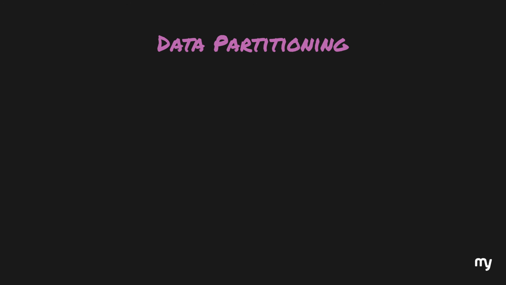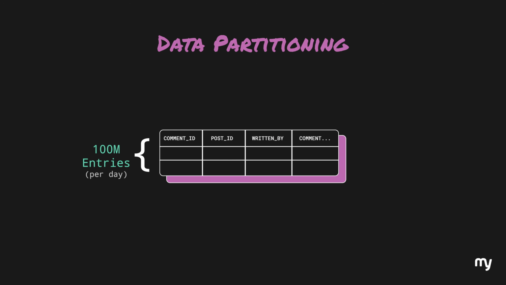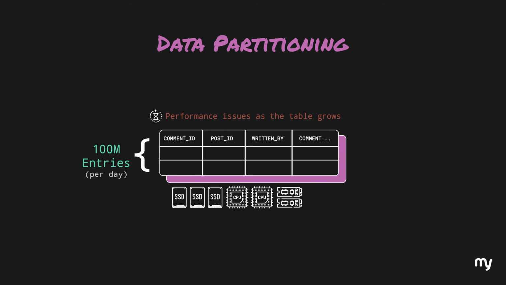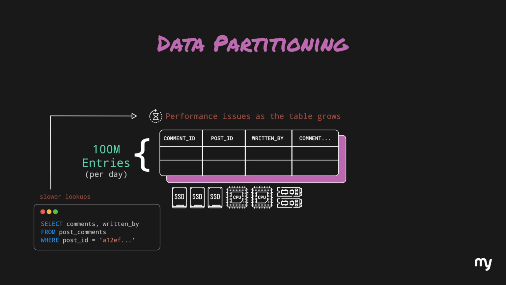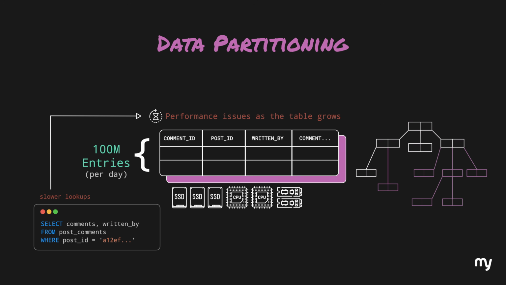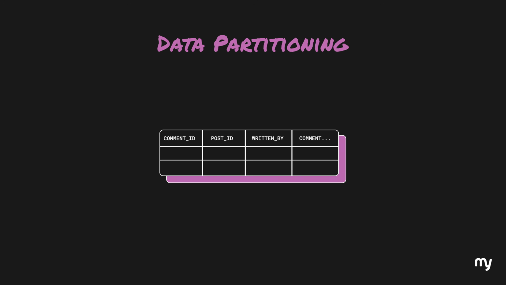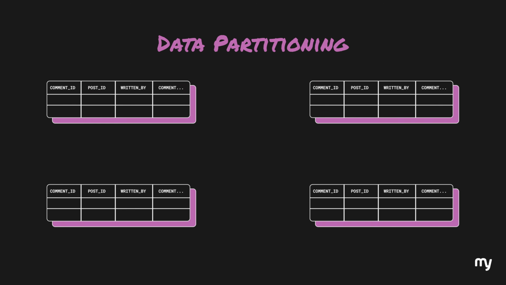Now let's talk about the comments table where 100 million entries are written every day. Now, even though we may have that amount of storage and infrastructure, having such a huge table may lead to performance issues as the table grows. The lookups in the table may become slower and the indexes present in the table will also grow larger. So a better way to handle this is to split the data into different tables.